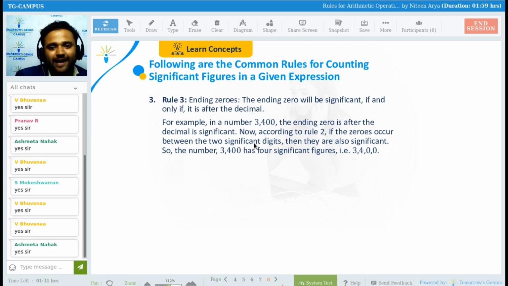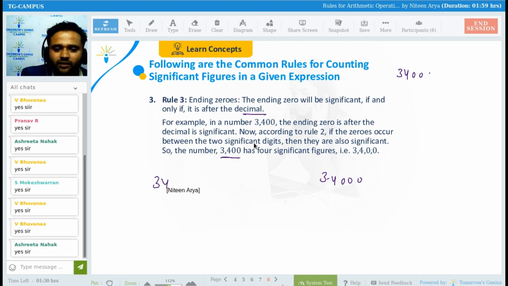The next thing is the third rule. Ending zeros: the ending zero will be a significant figure if and only if it is after the decimal. For example, you cannot count this in the significant figures, 3400. But if, wait, for an example, the ending zero is after the decimal. Now, according to rule 2, if the zeros are, this one is going to be 4, but 3.4000 has 5. Clear? Because after the decimal, it is going to count. As simple as that.